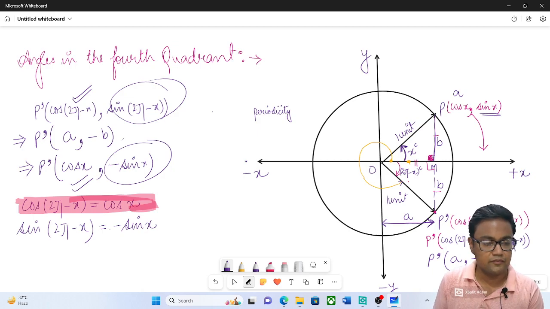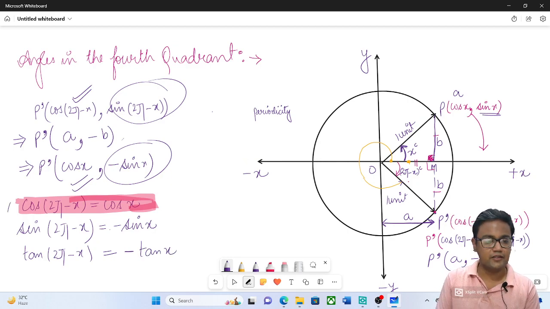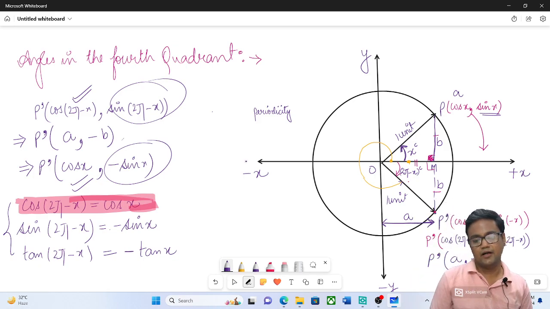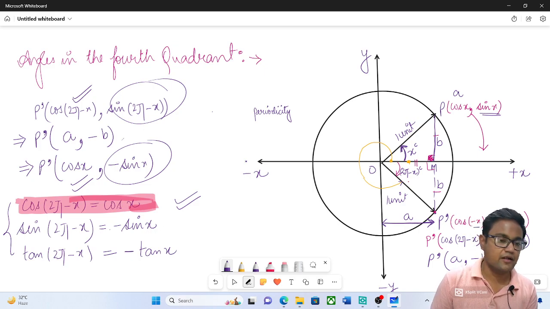So I may write tan 2 pi minus x as sin 2 pi minus x upon cos 2 pi minus x, that is minus sin x upon cos x. So you can see here I have written only the three prominent ratios, the rest three of them are reciprocals of these three ratios, right. So only cos is positive and its reciprocal, that is secant of 2 pi minus x, will be positive.